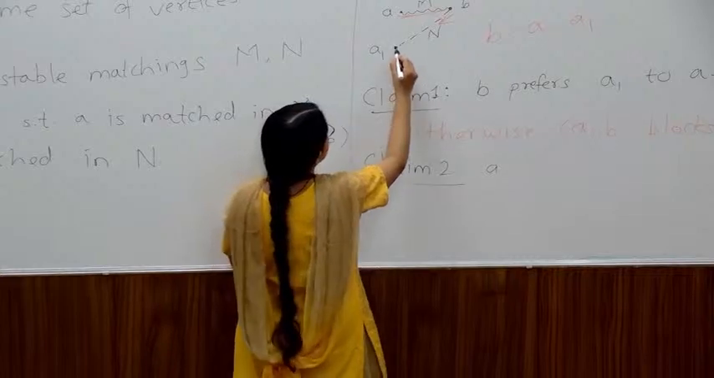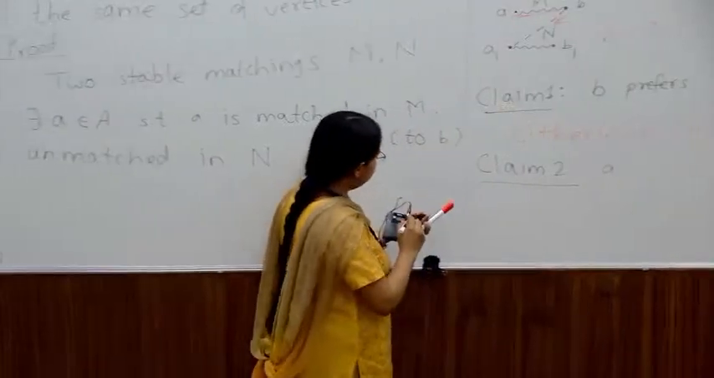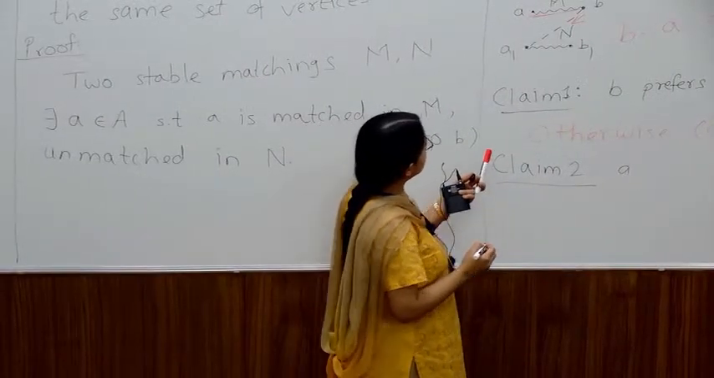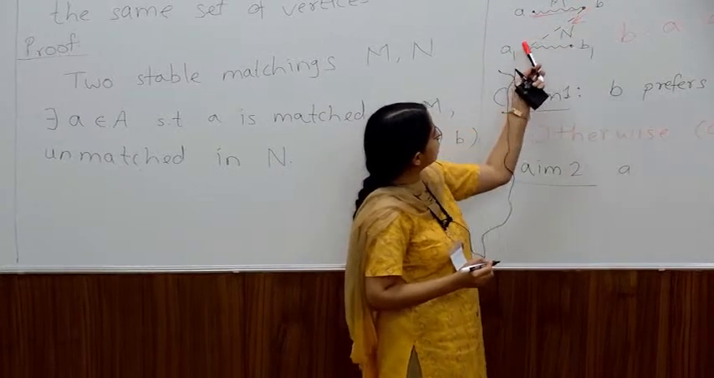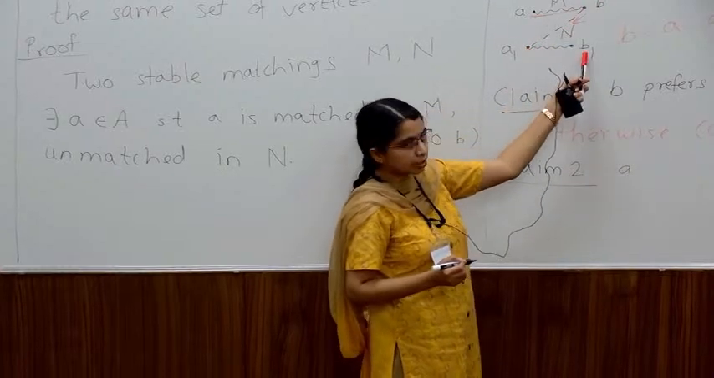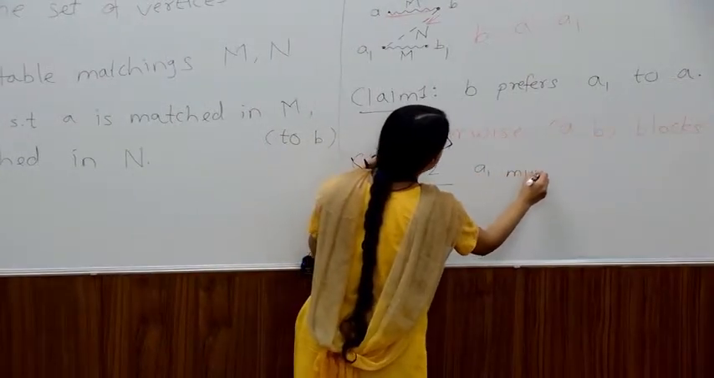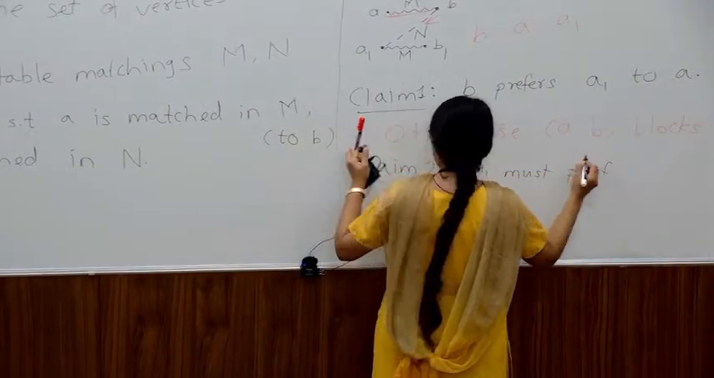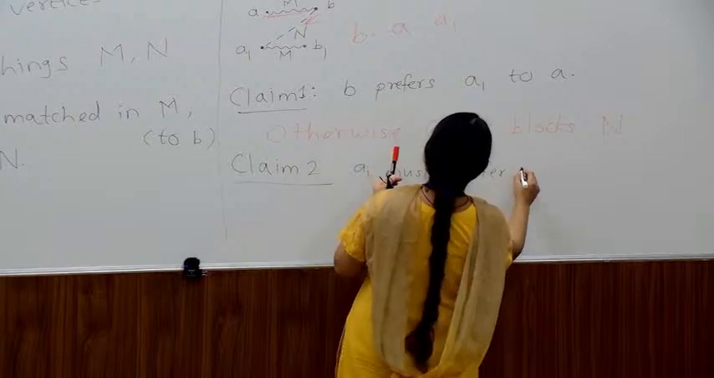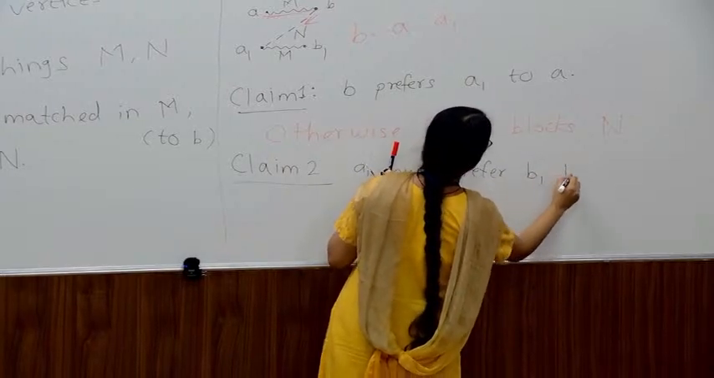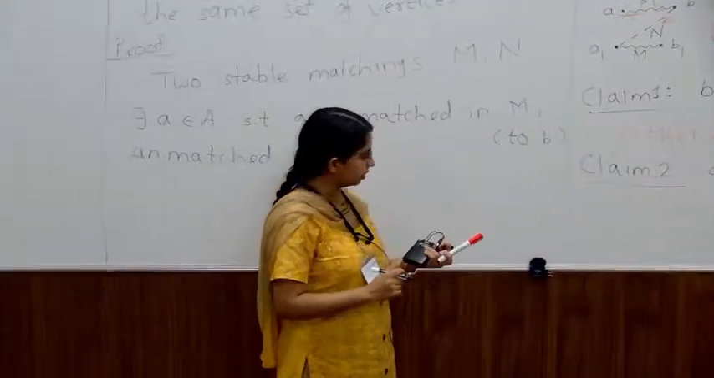So A1 should be matched in M, and what should A1 prefer? If A1 also preferred B, then A1B would be a blocking pair with respect to this matching. So A1 must prefer B1 to B. Again, can we continue this same procedure?